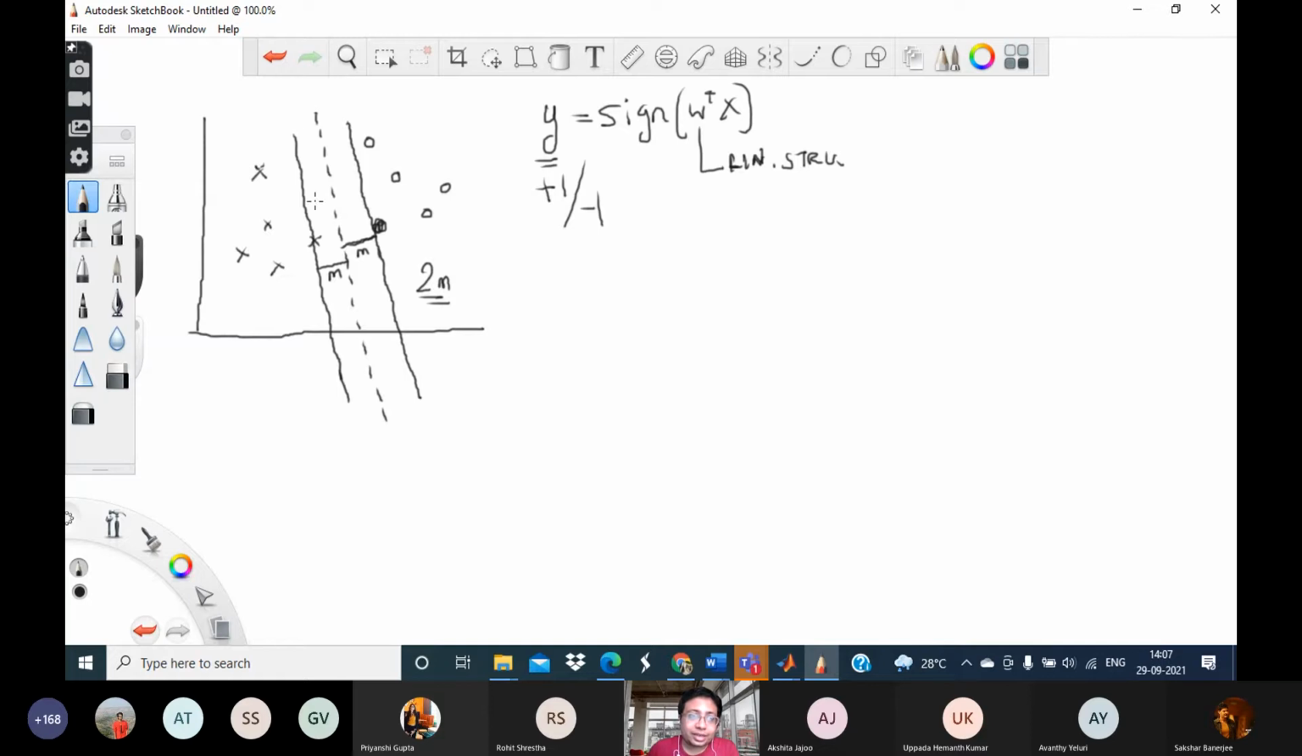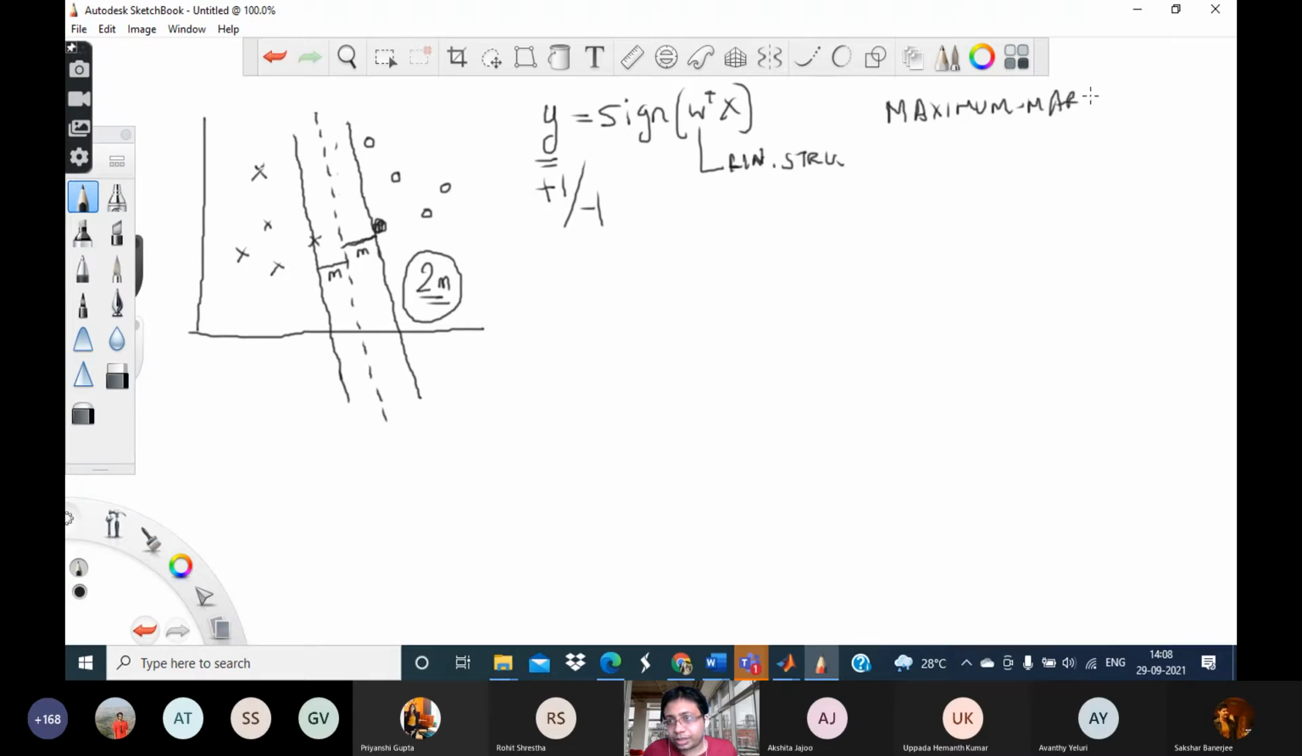The margin will vary from one classifier to another. If we are going for this one, the margin is 2m. If instead we had gone for the vertical one, then the margin would have been somewhat different. Whatever it is, I want the margin to be as large as possible, and that is why I decided to do maximum margin classification.